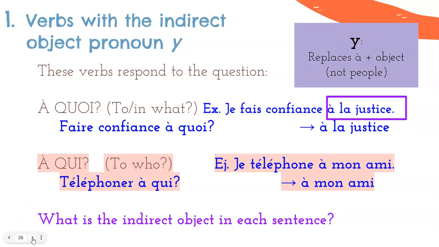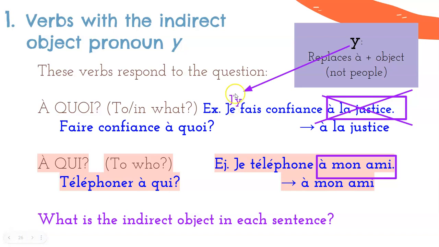So voilà, we can simplify this sentence, right? If you've already been talking about it and you want to say I'm confident in it instead of I'm confident in justice, you would cross off à la justice, and then we'd add y before our verb, right? Instead of je y, we know French, we're going to want to run things together, so it becomes j'y fais confiance, means I have confidence in it.